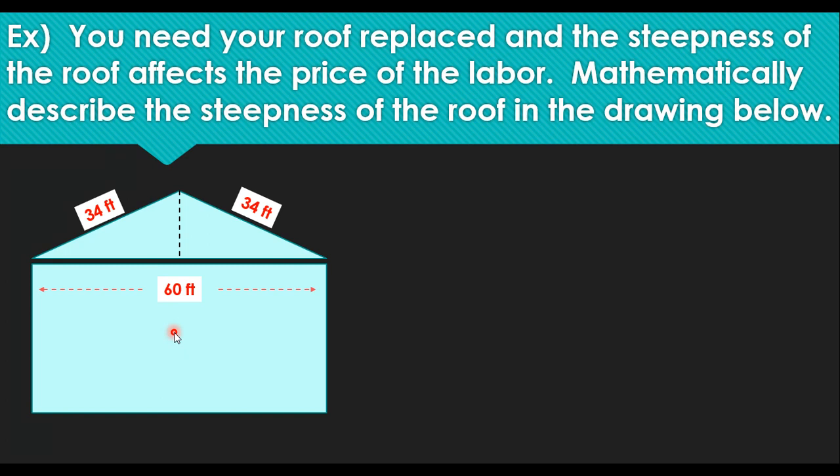Mathematically describe the steepness in the roof drawing below. So here's my very basic shape of a house. Here's my roof, right? I know this is 60 feet, this is 34 and 34. So I need to know how steep my roof is. How big is this angle right here? How can I measure that?